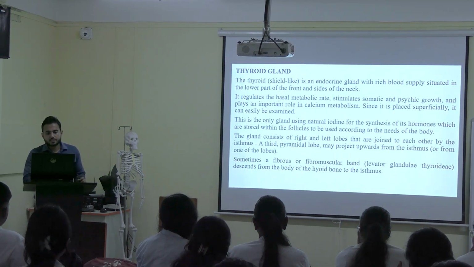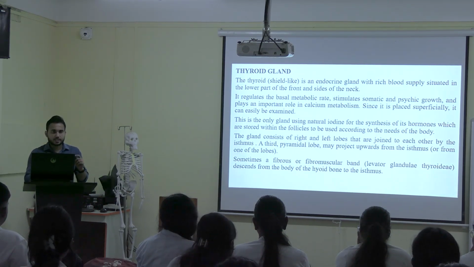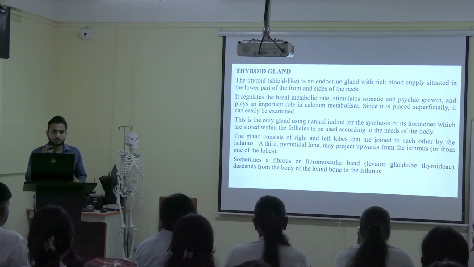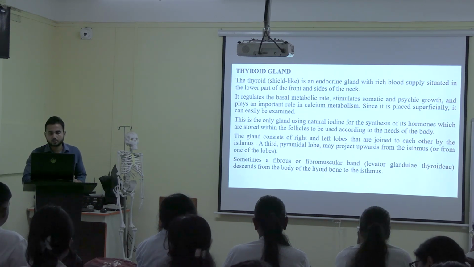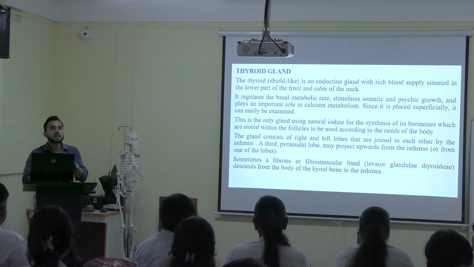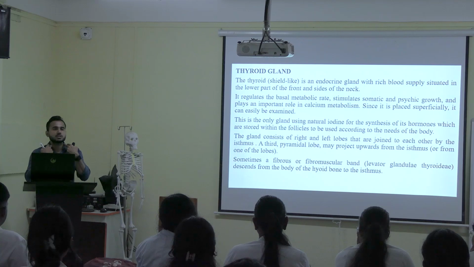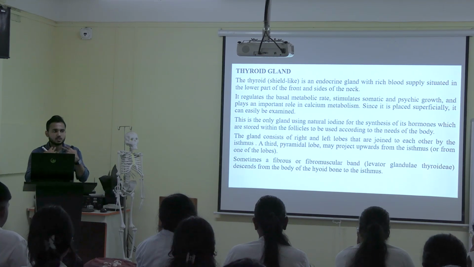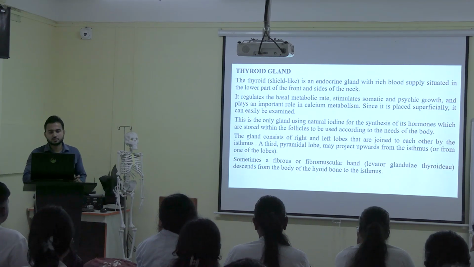Okay, so first of all, thyroid means shield-like. Okay, it is an endocrine gland. It has a rich blood supply, and it is situated in the lower part, in front and on both sides of the neck.